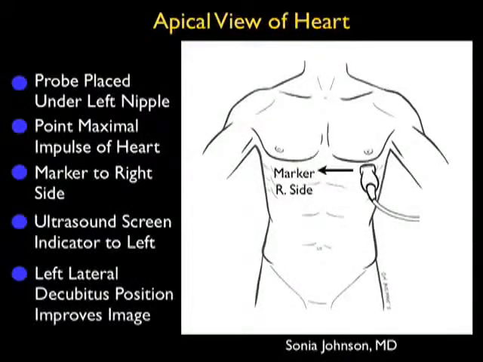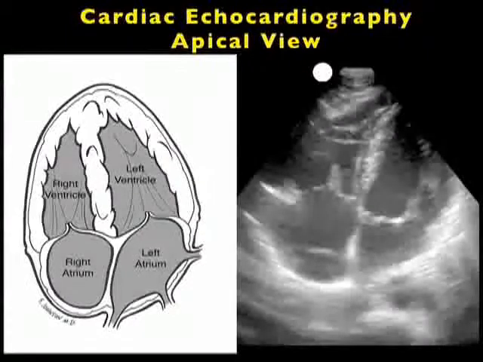Now, moving the patient into the left lateral decubitus position can improve imaging from the apical view of the heart as it moves the heart closer to the probe and moves the lung out of the way. Thus, it's important to consider moving the patient into this position when performing the apical view of the heart. Now let's learn how to interpret the images that we'll obtain.